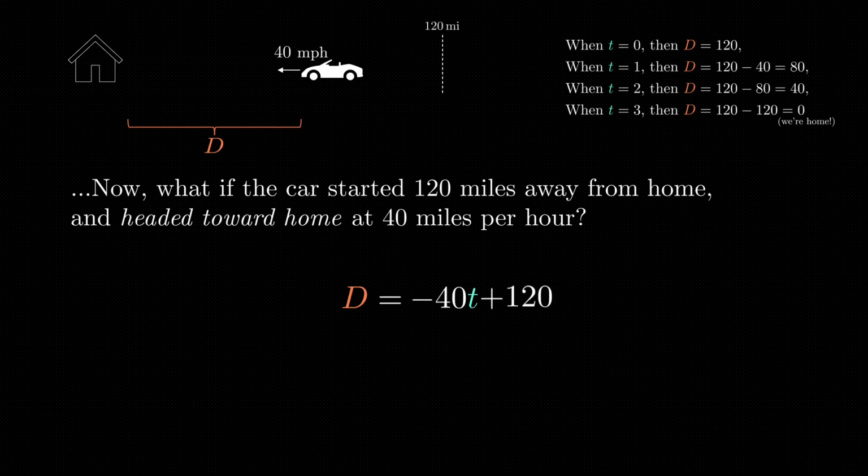When t equals 2, our equation claims d equals 40, which also makes sense by the same reasoning t equals 1 made sense. And when t equals 3, our equation claims d equals 0. This also makes sense, because in 3 hours we will have covered 120 miles, returning us back home. So we get that in the end, our equation checks out.